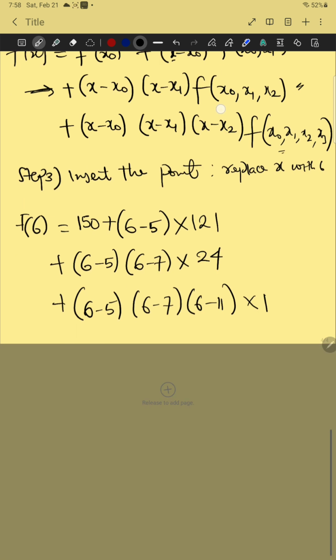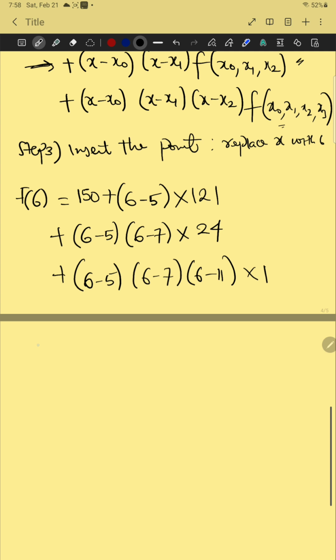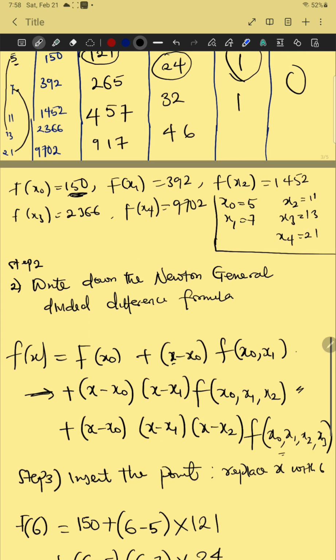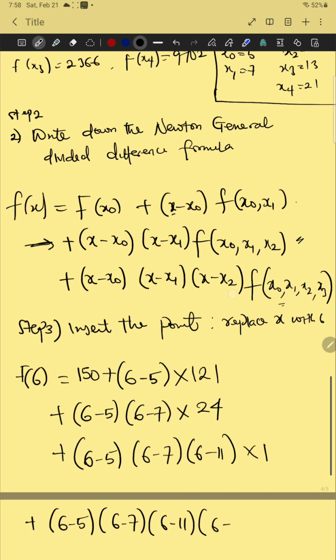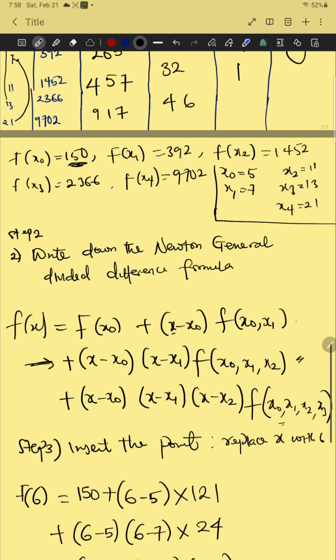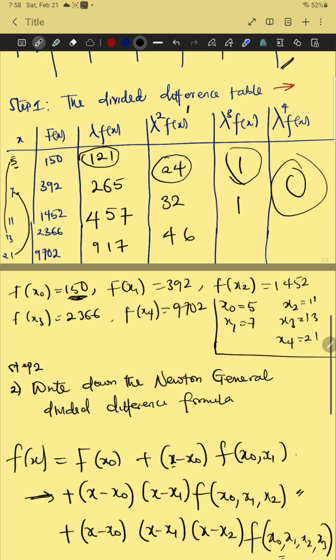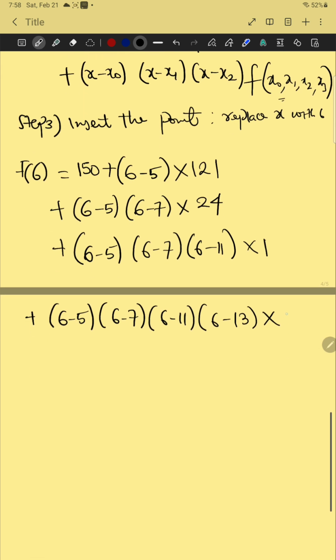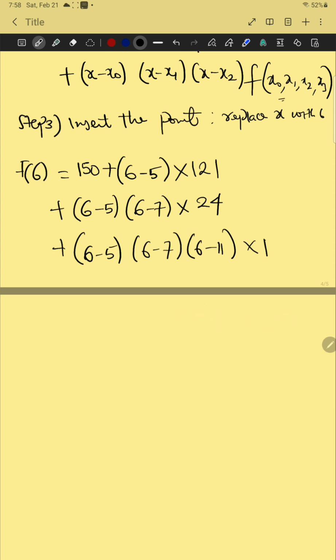Is that okay? Now from there, the next one will be plus 6 minus 5, 6 minus 7, 6 minus 11, 6 minus 13, multiplied by 0. Did you see? 0. So immediately you write multiply by 0, this place is wiped out. Is that not? 0 multiplies that and wipes it out.